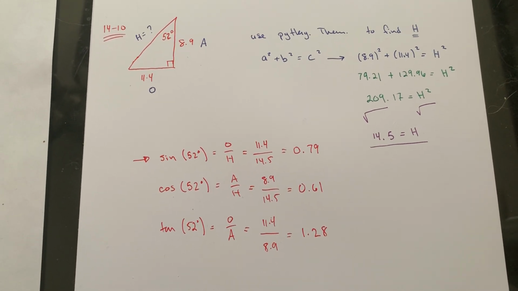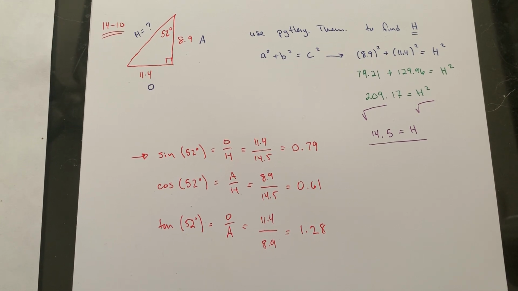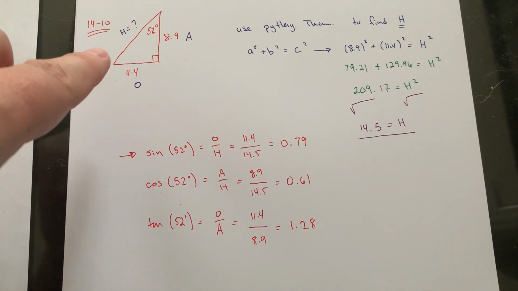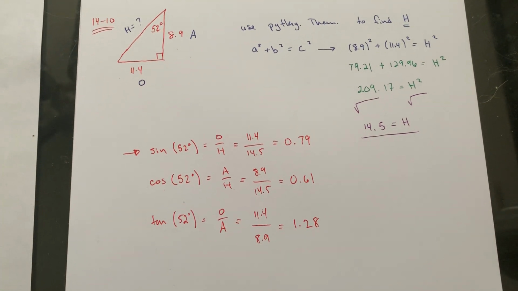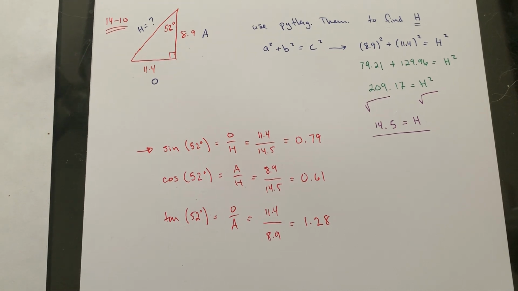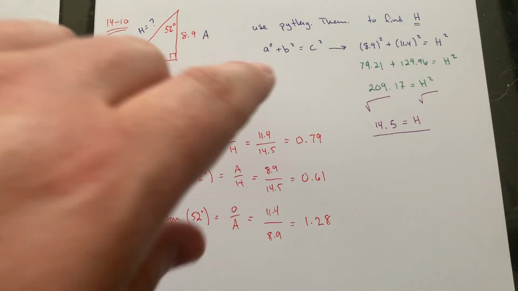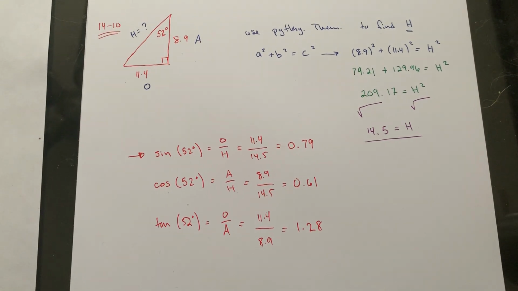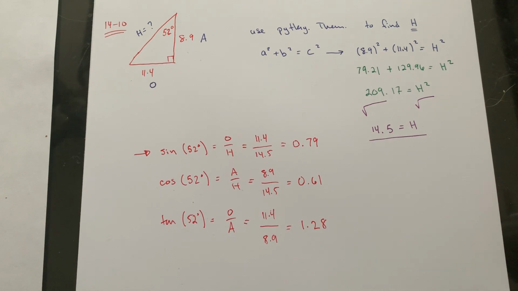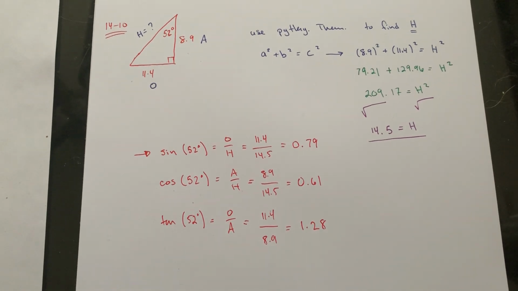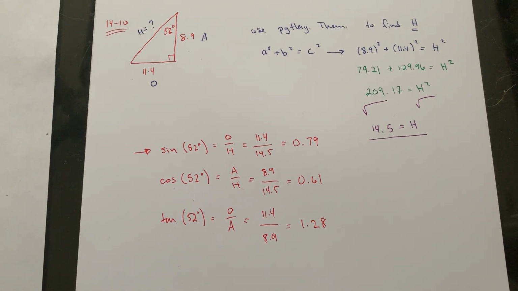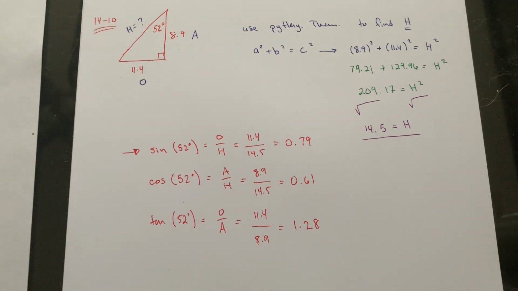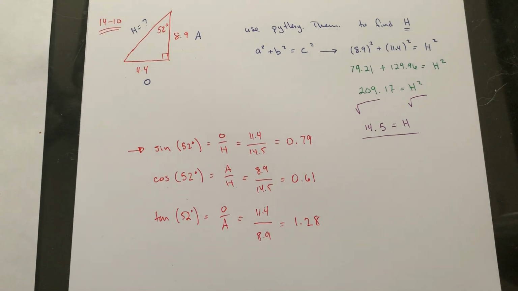So you can see the three values, sine, cosine, and tangent. With our three different setups, opposite over hypotenuse, right? 11.4, and then the hypotenuse is the one we found, the 14.5. So divide it out to 0.79. Cosine would be the adjacent over the hypotenuse, right? So the other leg, 8.9, divided by the 14.5, so that's a 0.61. And then my tangent of the angle, tangent of 52, opposite over adjacent, the two legs. So that's 11.4 over the 8.9, so that's going to be a 1.28.